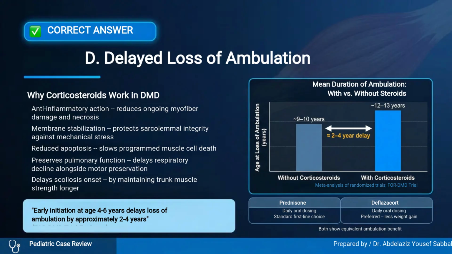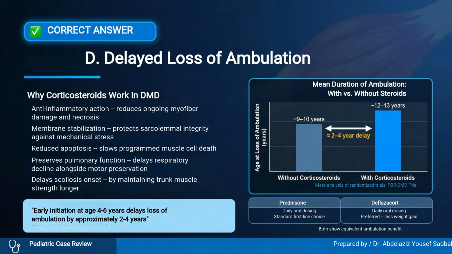Corticosteroids work in Duchenne muscular dystrophy through several mechanisms. Anti-inflammatory action reduces ongoing myofiber damage and necrosis. Membrane stabilization protects sarcolemmal integrity against mechanical stress. Reduced apoptosis slows programmed muscle cell death.